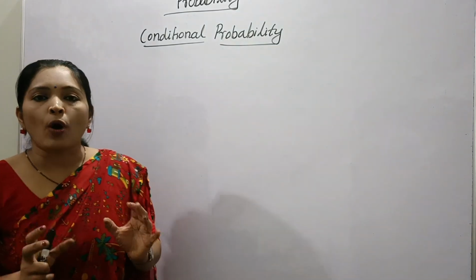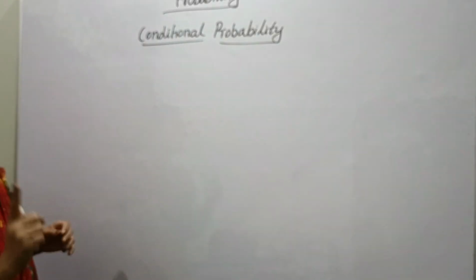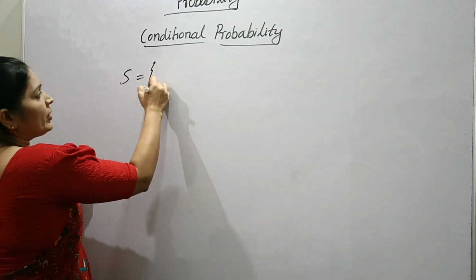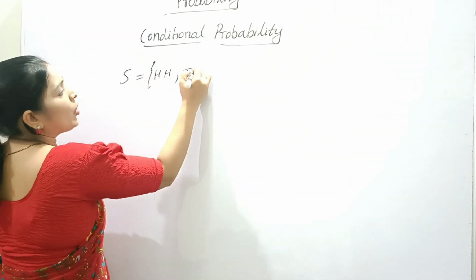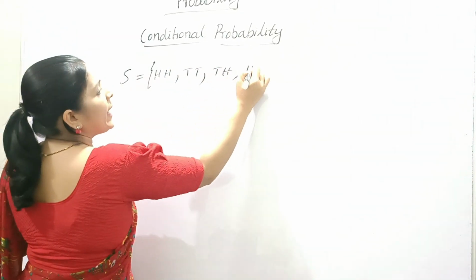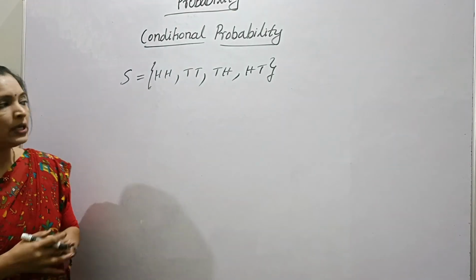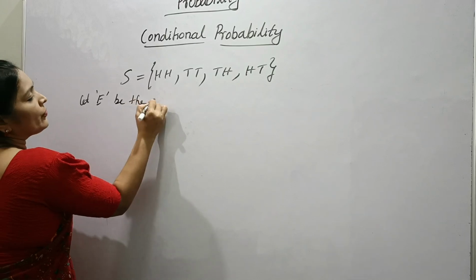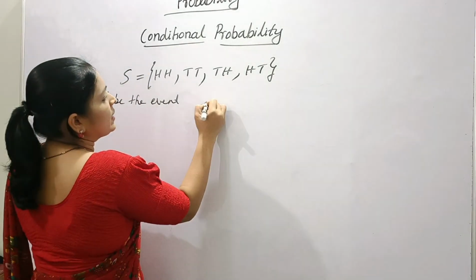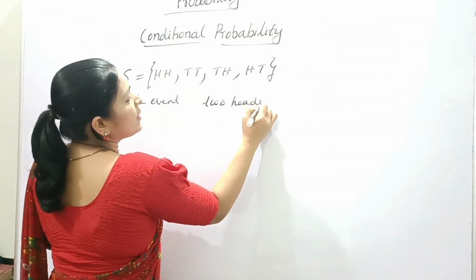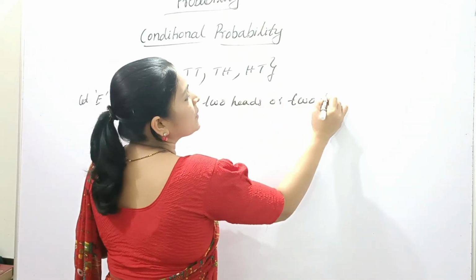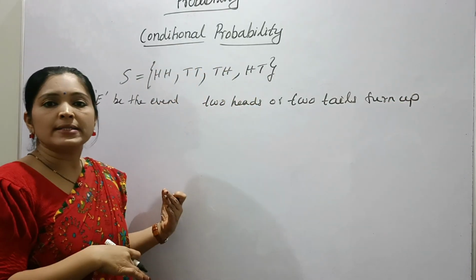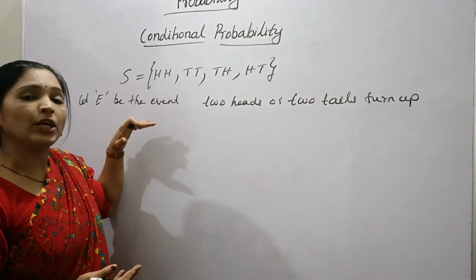Consider the random experiment of tossing a coin twice. What is the sample space when we toss a coin twice? We get either HH or TT or TH or HT, right? That is the sample space. Now let E be the event that either two heads or two tails turn up. Either two heads turn up or two tails turn up. That is the event E.